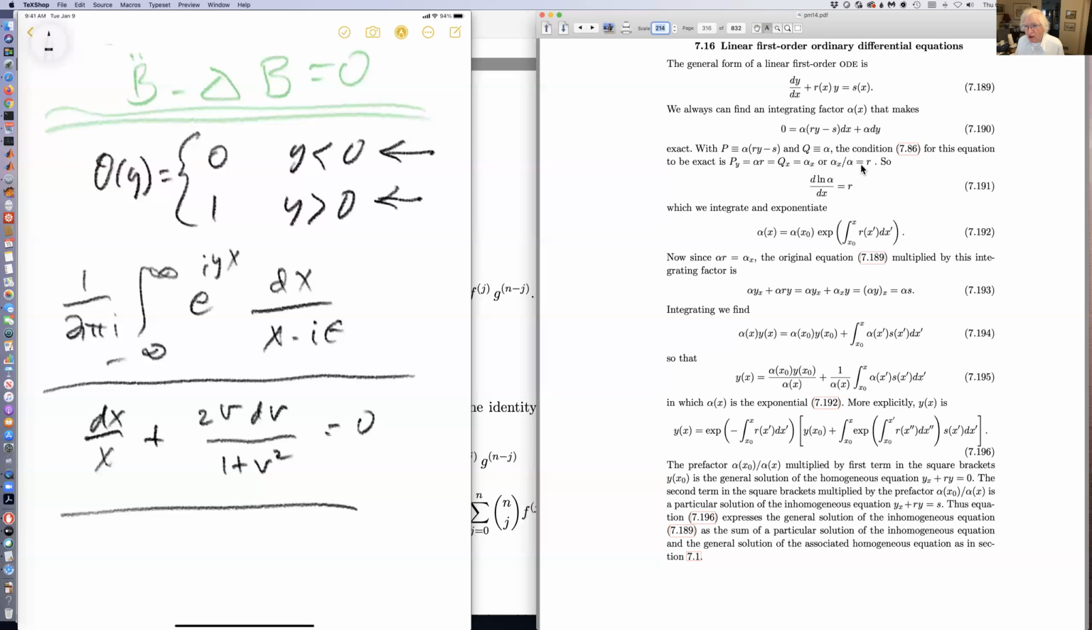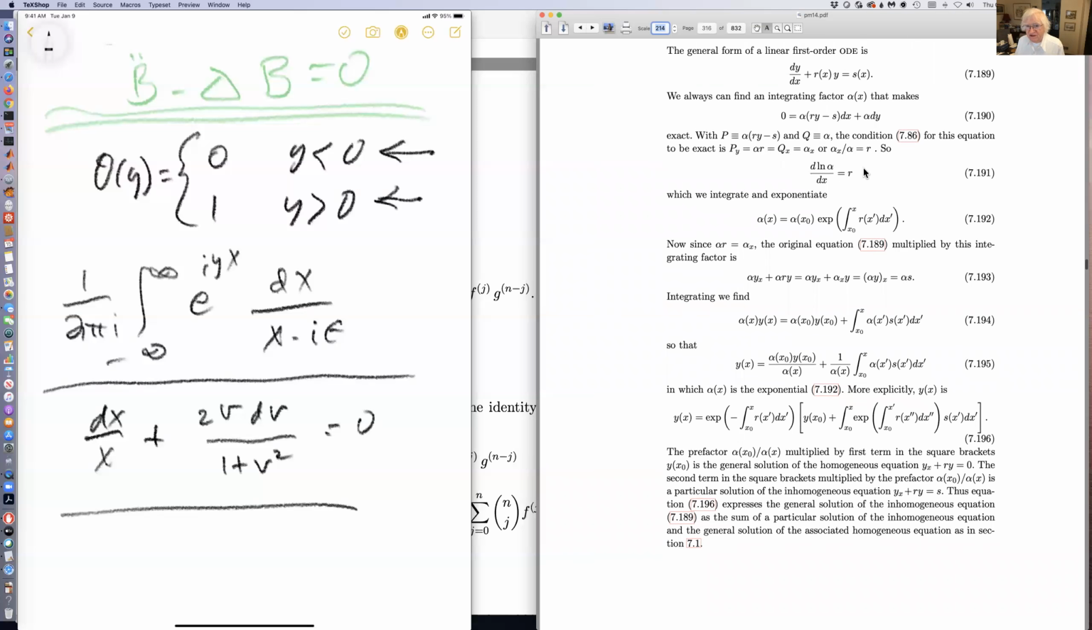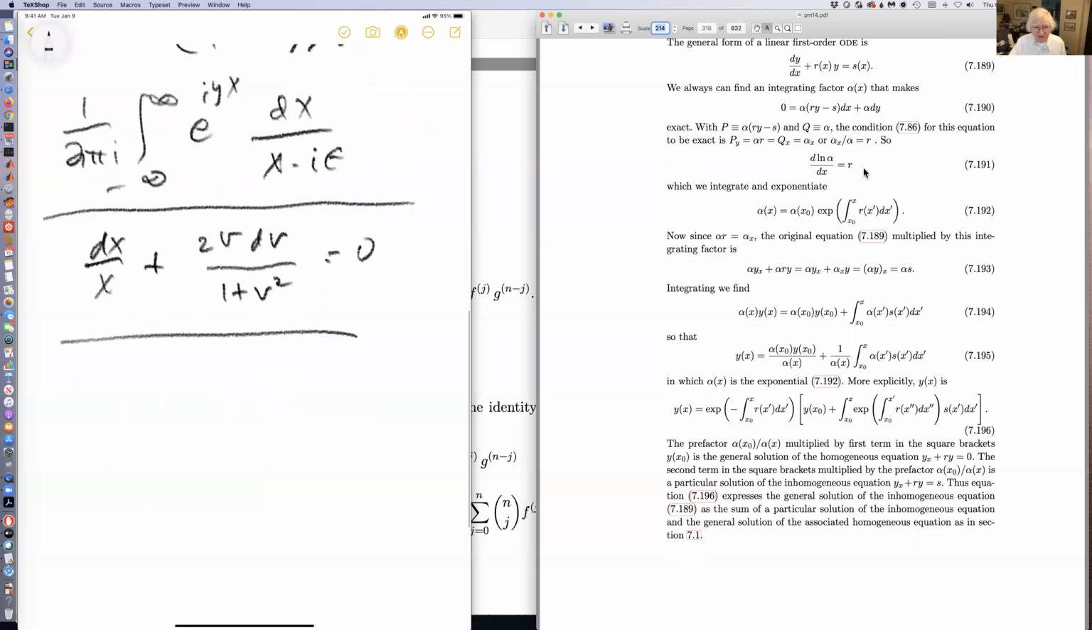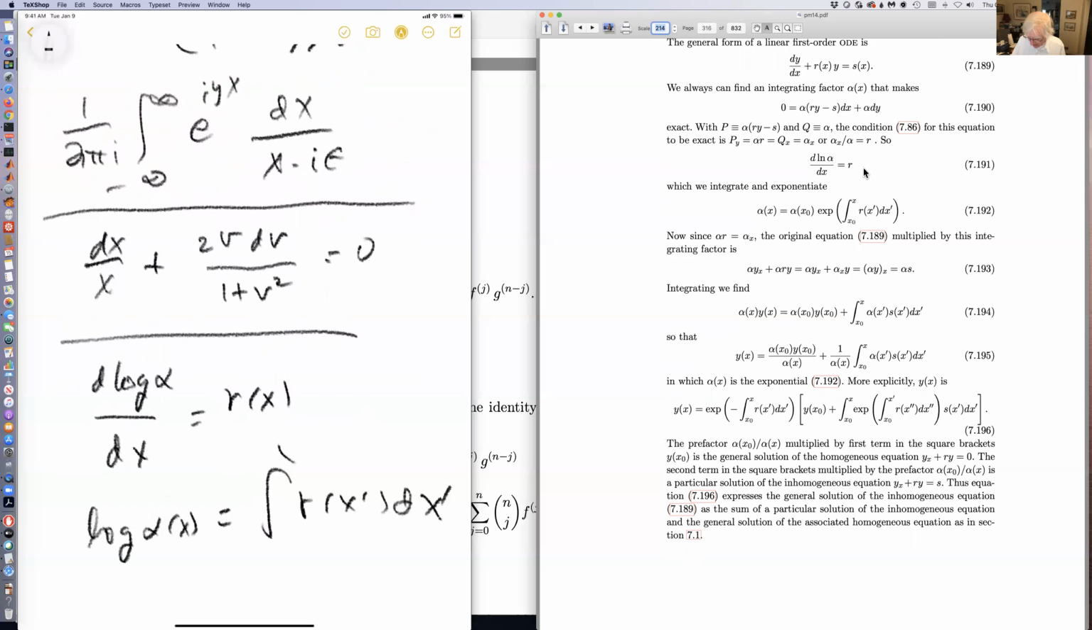Alpha_x over alpha is r. And this thing is the x derivative of the log of alpha. And so that's this expression, which we can then exponentiate. In other words, if I just fill in a step here, we've got d log alpha dx is r of x. So that means that log alpha of x is an integral of r of x prime dx prime, up to x, let's say from x0. And this is this minus log alpha at x0.